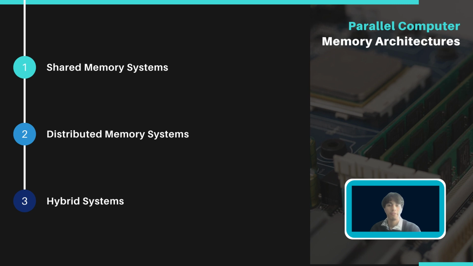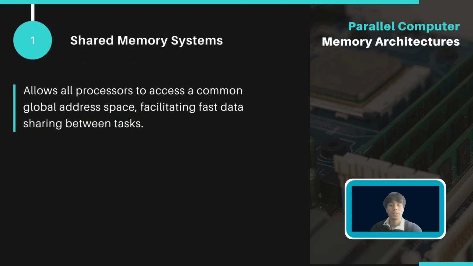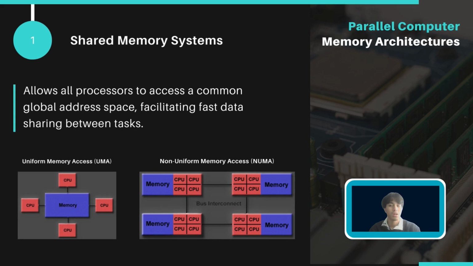Let's explore the diverse memory architectures utilized in parallel computing. Shared memory systems allow all processors to access a common global address space, facilitating fast data sharing between tasks. These systems can be classified into two: uniform memory access and non-uniform memory access architectures.